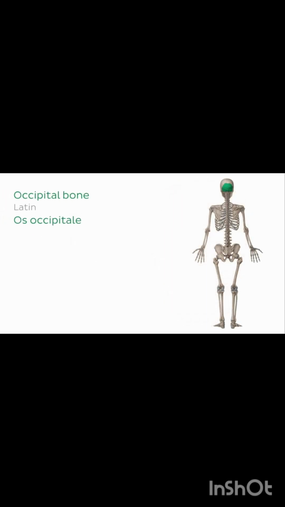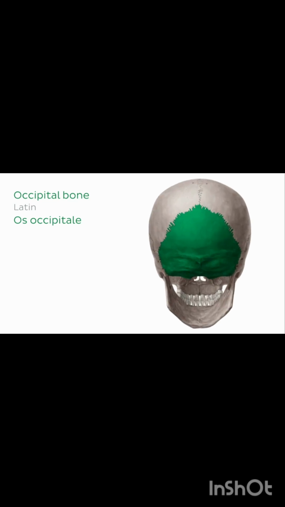Finally, we have the occipital bone, which is highlighted in green in our image on the right. Again, we'll zoom in for a closer look. The occipital bone is the most posteriorly situated bone of the neurocranium, and as well as protecting the brain, it also provides attachment for various muscles of the head and neck.